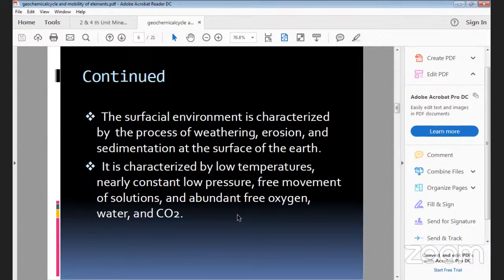It is characterized by low temperatures and nearly constant low pressure. There is free movement of solutions, and an abundance of free oxygen, water, and CO2. Plenty of oxygen, plenty of water molecules, and plenty of CO2, and solutions participate in it.